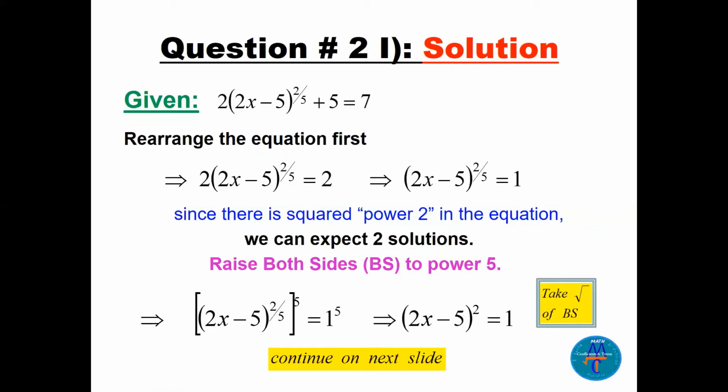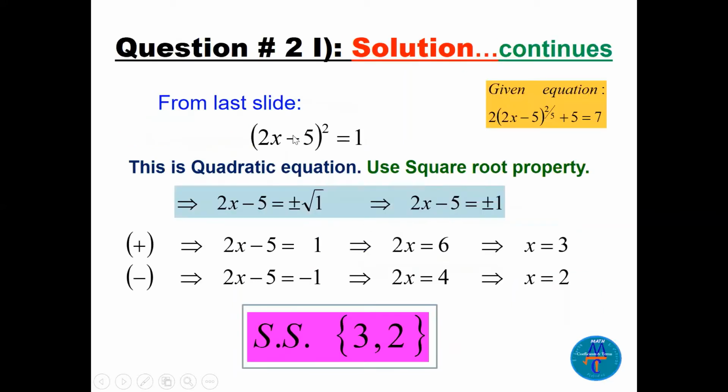Power equation. We call this power equation. So we take this one, we call it power equation. Take the square root on both sides, and then we can continue to get 2x minus 5 is equal to plus or minus the square root of the 1.